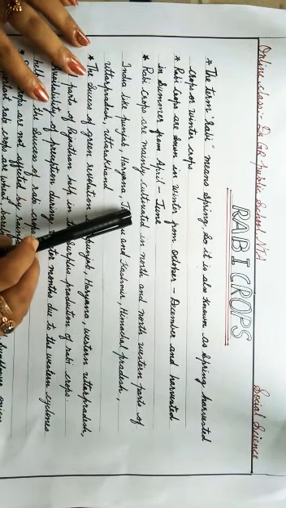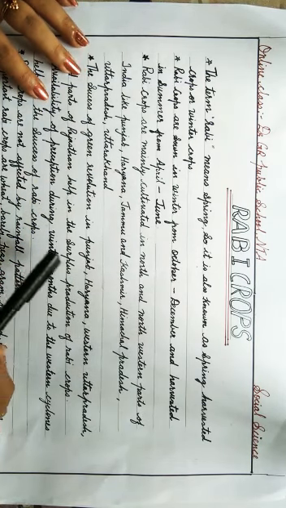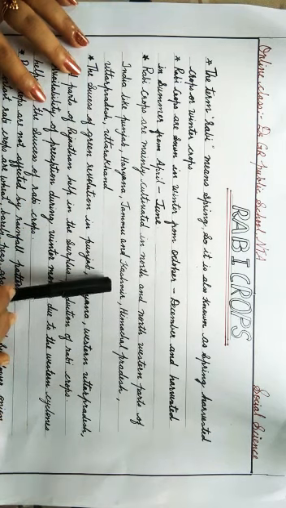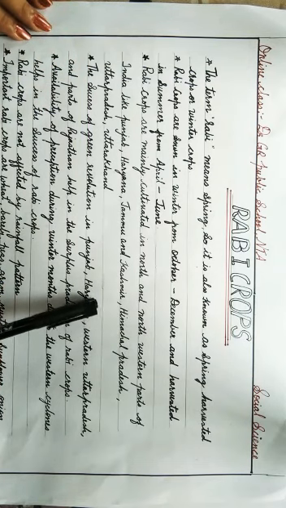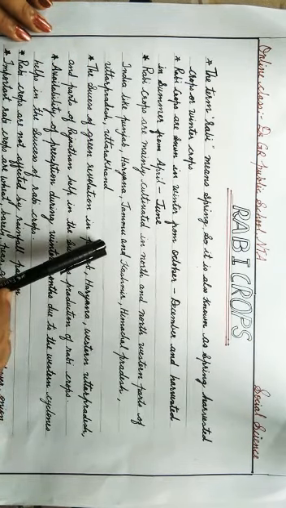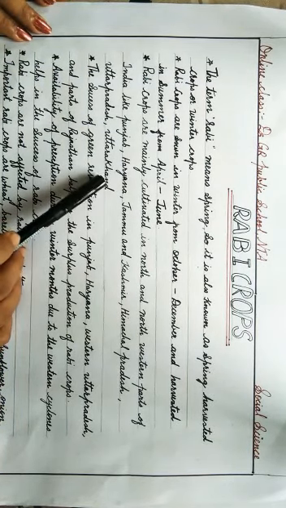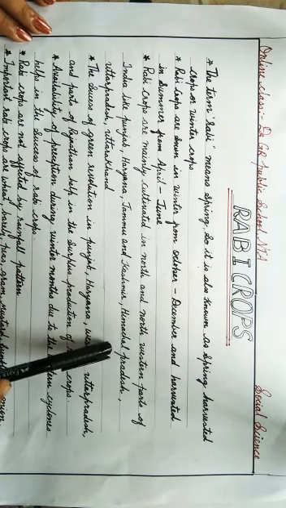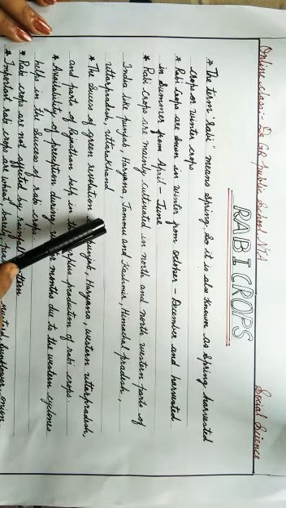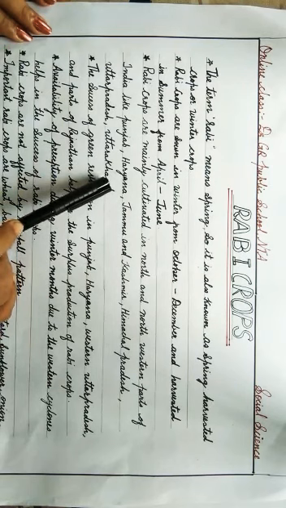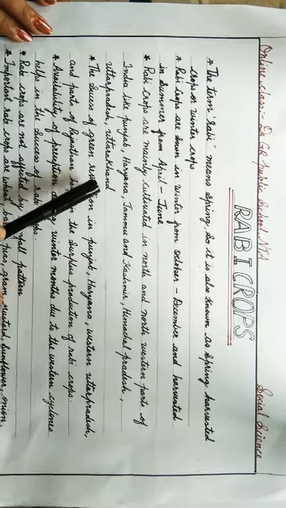Rabi crops are mainly cultivated in north and northwestern parts of India. When we compare the cultivation of Rabi crops, these crops are mainly cultivated in North India compared to South India. The main states where we are cultivating the Rabi crops are Punjab, Haryana, Jammu and Kashmir, Himachal Pradesh, Uttar Pradesh and Uttarakhand.